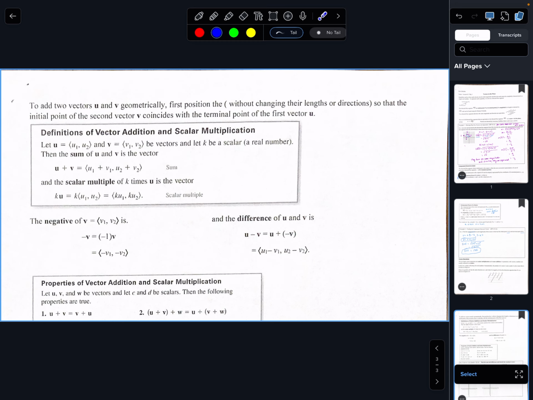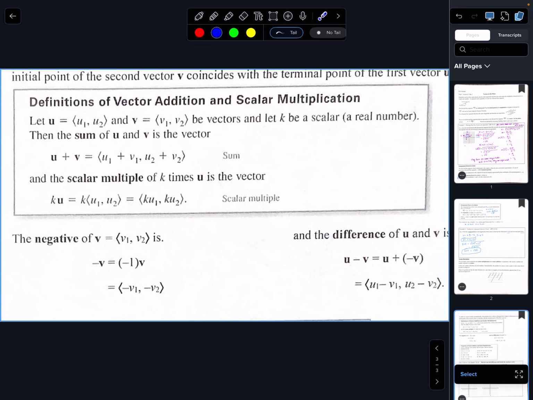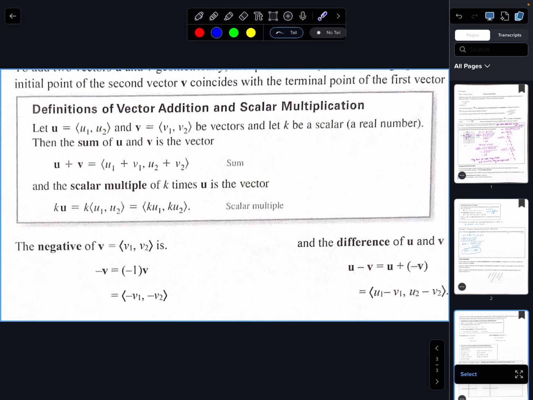Okay, so we can add vectors, and when they're in component form, it's very easy to add them because all you do is take these horizontal components and add them, and that's your new horizontal component. And then you take your vertical components, you add those, and that gets you your new vertical component. That's all there is to adding the two vectors. We're going to look at this geometrically in a little bit.